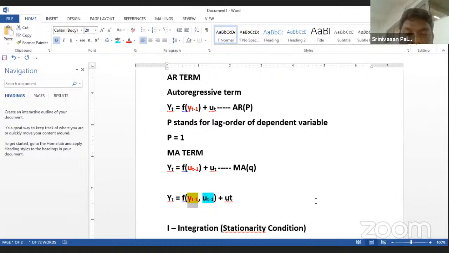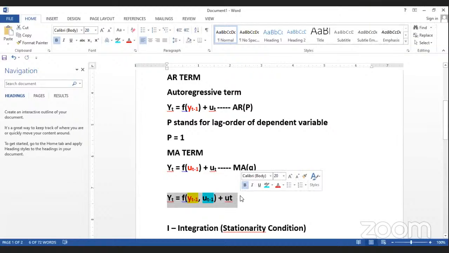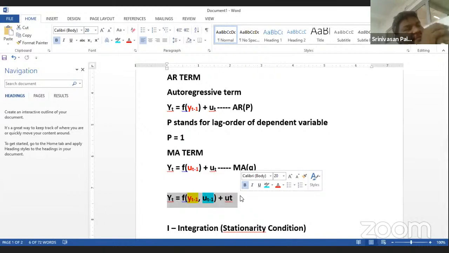Okay, so since YT is influenced by YT minus 1, UT is also influenced by UT minus 1. Just assume this UT is nothing but the shock component, an unknown component. That's it. So this is known as the ARMA model. UT is called a shock. Yeah, the unknown component we can consider as a shock.